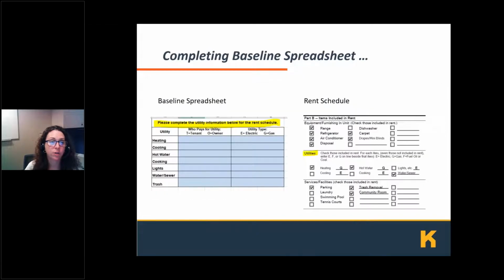All right, so we're going to scoot across the top, and there are a couple of areas on this spreadsheet that really don't affect your allowance number, but it's a great opportunity for us and for you to make sure that we have your rent schedule accurate. So in this section on the left, the baseline spreadsheet table, you're going to let us know which utilities you have on your property, who pays for them, and which type. So under heating, if the tenant pays for this, you'll put a T. If it's gas, you'll put G, and then you'll just complete that table.